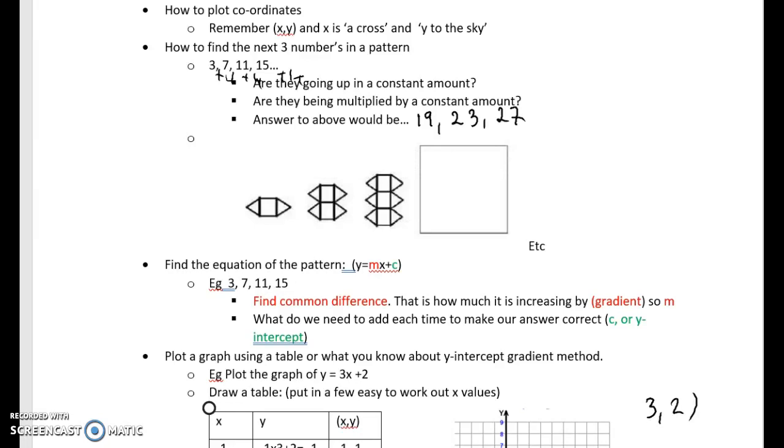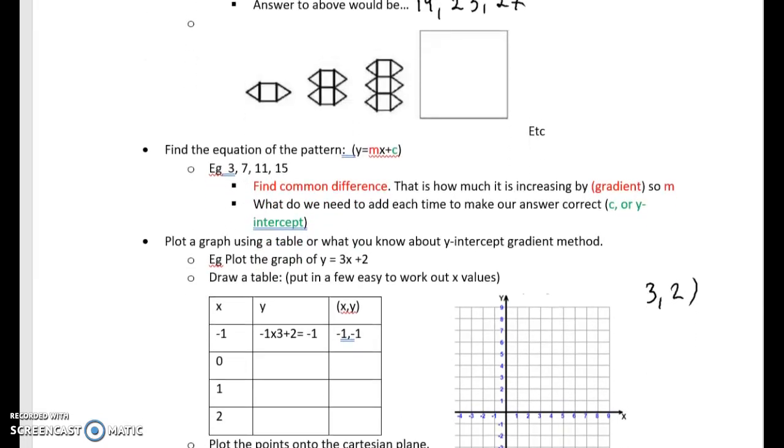Just check, are they going up by a constant amount? That would be your linear equation, y equals mx plus c. Or are they going up by some other amount? They might be being multiplied or going up by a bigger figure each time, so just check that.